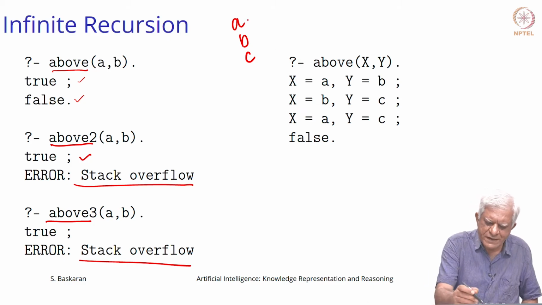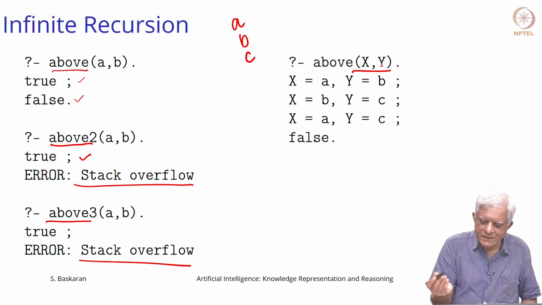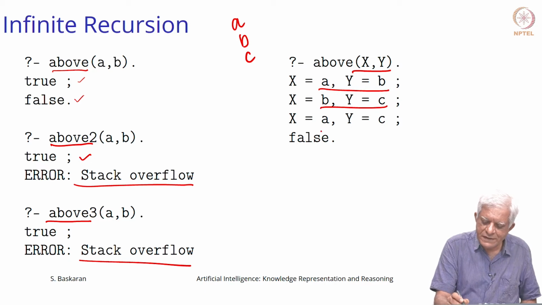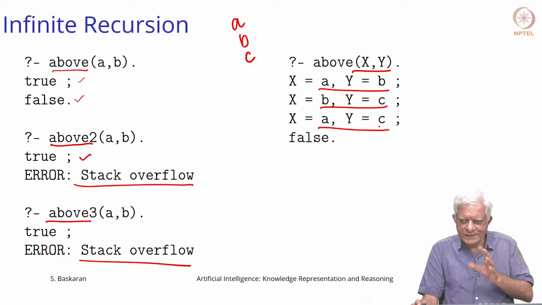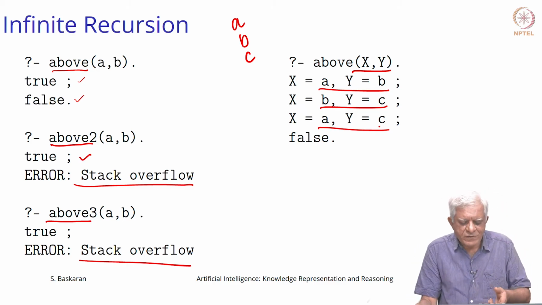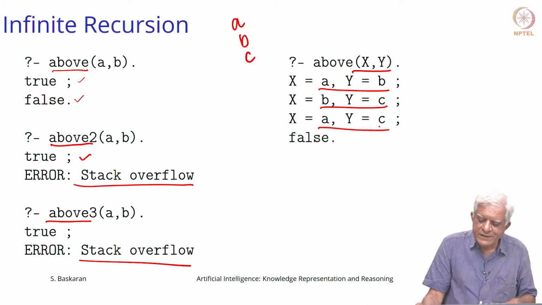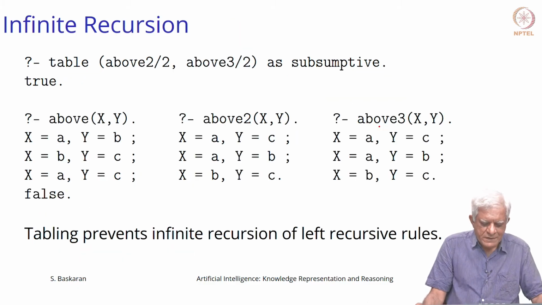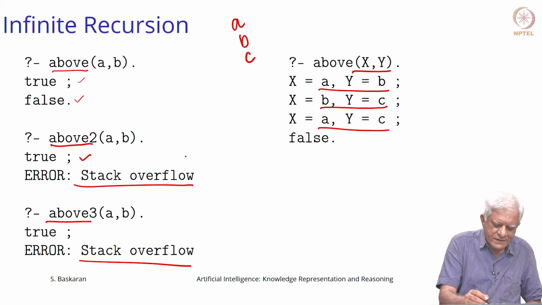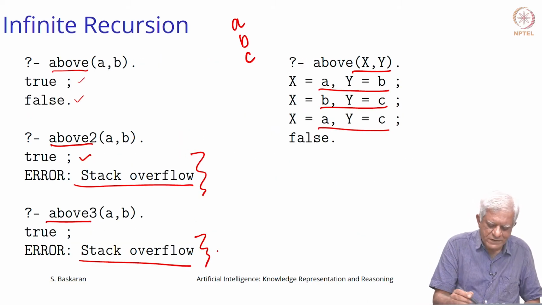Now, if you look at these blocks A, B, C and you ask a general query, is something above something else, then you can see that there are 3 answers to this: A is above B, B is above C and A is above C. So, ideally, if you were to ask this general query with variables, it should generate all the 3 answers. But we have already seen that there will be a stack overflow here.